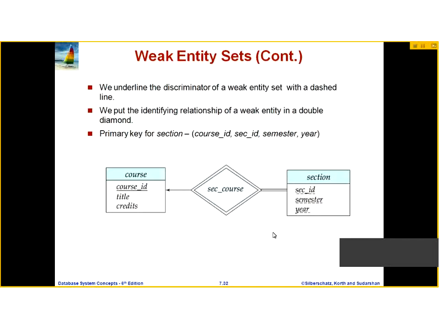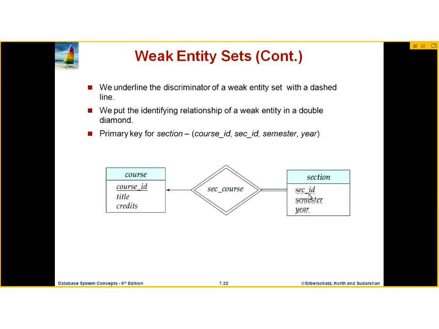Now, we underline the discriminator of a weak entity set with a dashed line because here you can see there are two entities, course and section. In course there is a primary key, course ID, but in section there is no primary key. So when you want to mention a relationship between a weak entity set and a strong entity set, course, you do it through a double diamond and a double line.